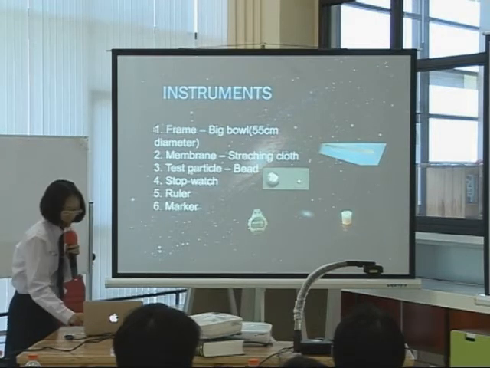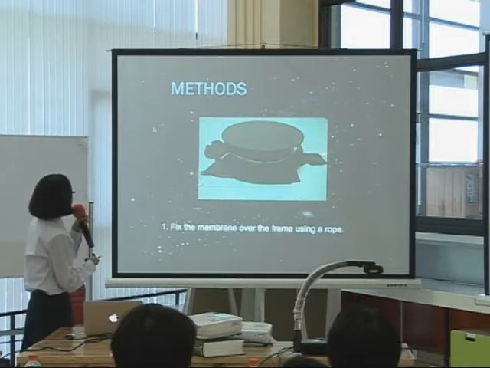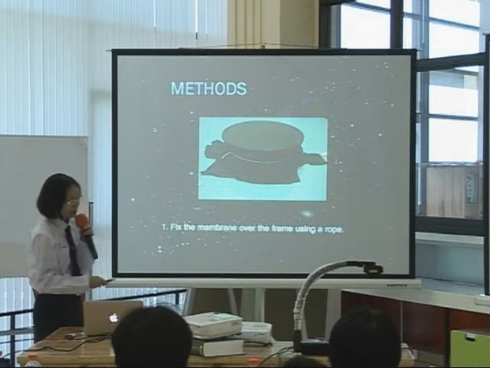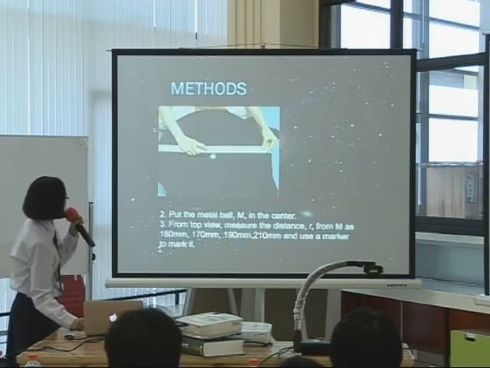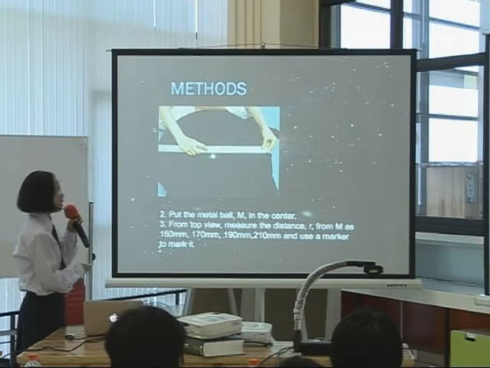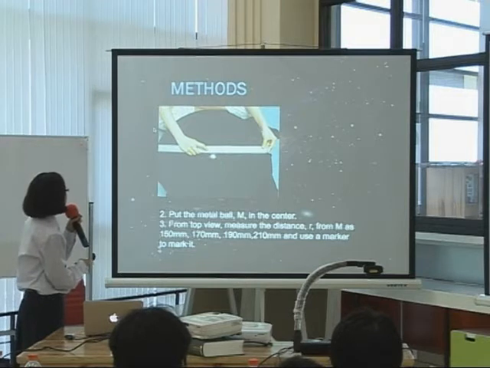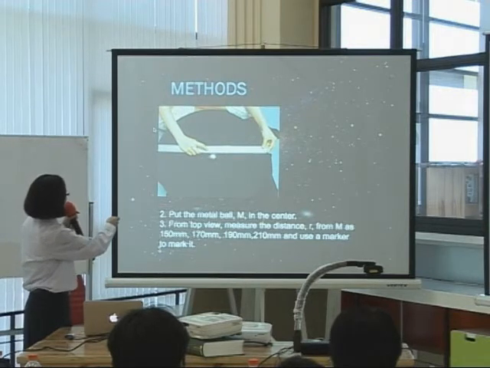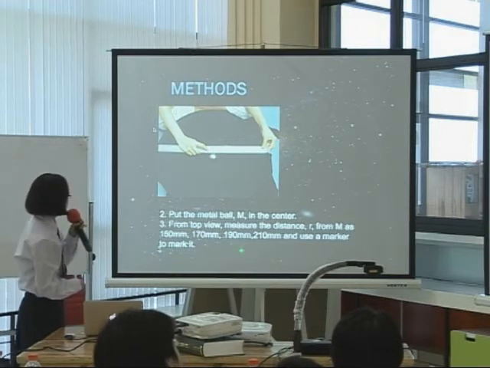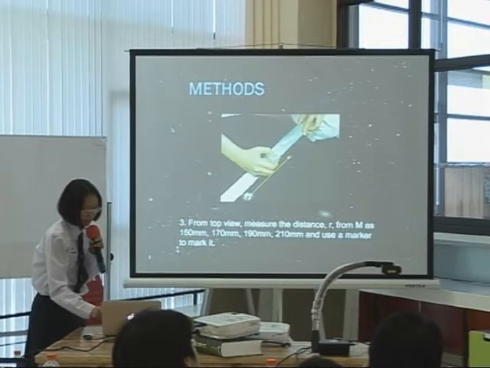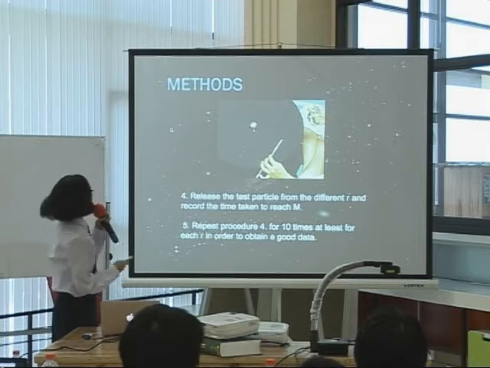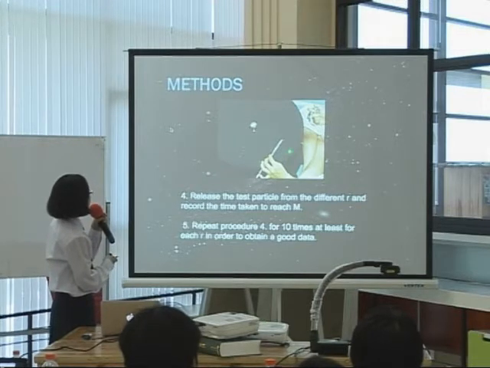These are my instruments, and this is how I set it up. There is a stretching cloth I use as my membrane, and I tie it to a big bowl as a frame. And I put a metal ball mass, which I will call big M, in the center. From the top view, we look down as 2D. I measure the distances as 150, 70, 90, and 210 millimeters. I mark them. Then I release my test particle.